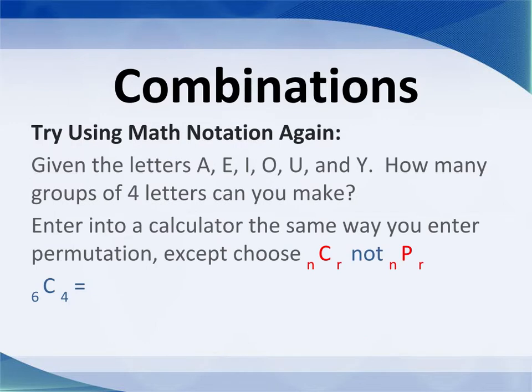So here's another example. Given the letters A, E, I, O, and U, how many groups of 4 letters can you make? So enter it in your calculator the same way you do for permutation, except choose the NCR button instead of the NPR button. So go ahead and pause the video for a second and see if you can come up with the answer. So when you do 6C4, you should end up with 15.